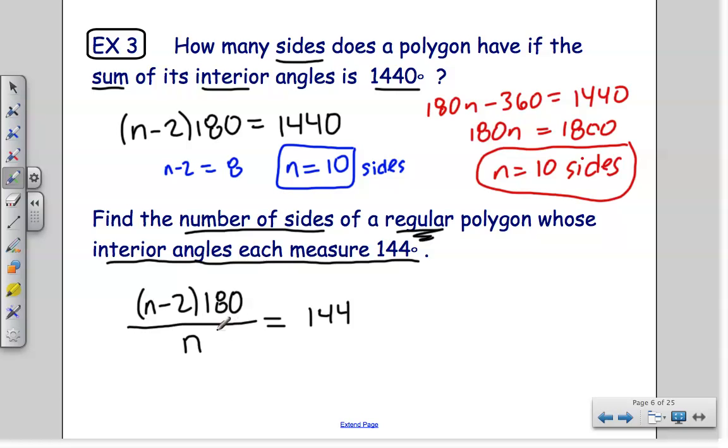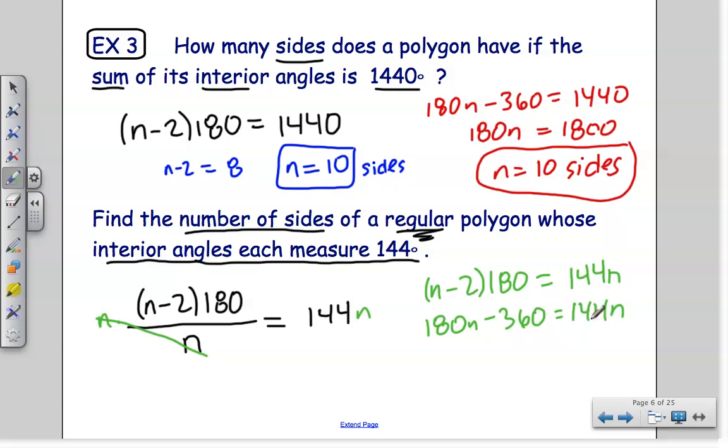And if you remember back to trig, we're dividing by n, and I don't like having that variable in the denominator there, plus there's two variables, so undo divide by n, get it out of the denominator by multiplying by n on both sides. And now I have n minus 2 times 180 equals, on this side I have 144n. And since there's an n on both sides, I'm going to have to distribute on this side. So I get 180n, and then it would be minus 360 equals 144n.